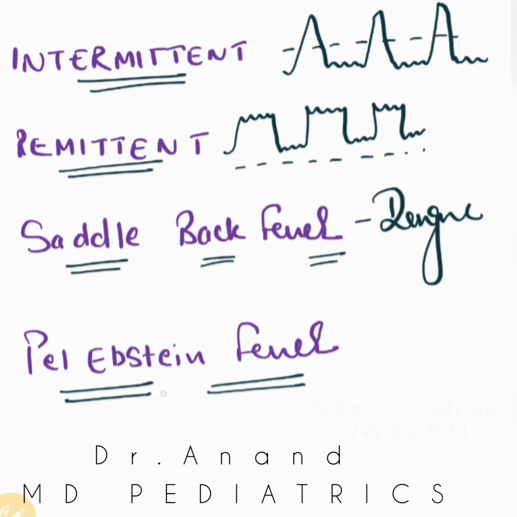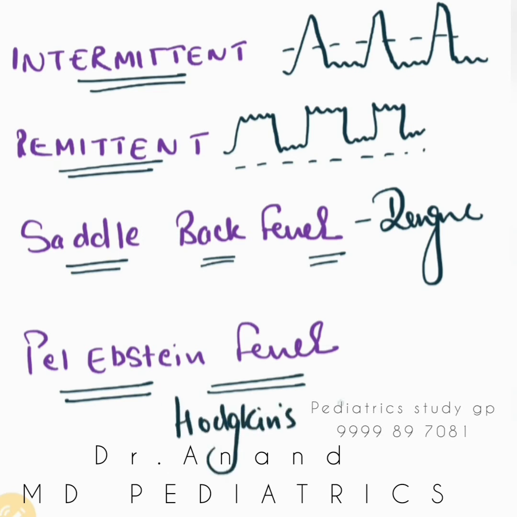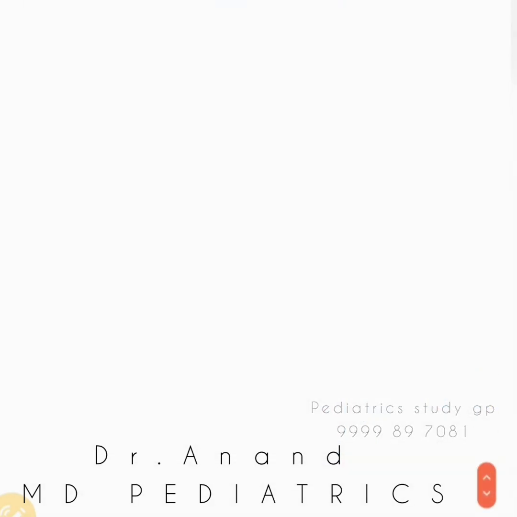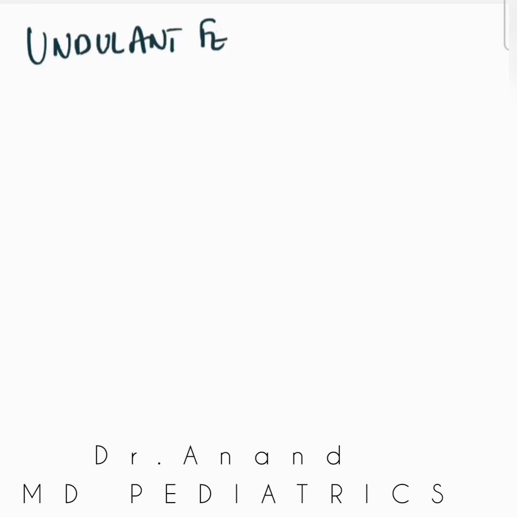Then comes the Pel-Ebstein fever. Pel-Ebstein fever everyone knows, seen in Hodgkin's lymphoma. It is the alternating febrile and afebrile periods of 3 to 10 days each. Remember that, okay? Pel-Ebstein fever, alternating febrile and afebrile periods of 3 to 10 days each. Example, Hodgkin lymphoma. And saddleback, febrile and afebrile periods of 2 to 3 days each. Example is dengue fever. Then comes another important point, something known as undulant fever.